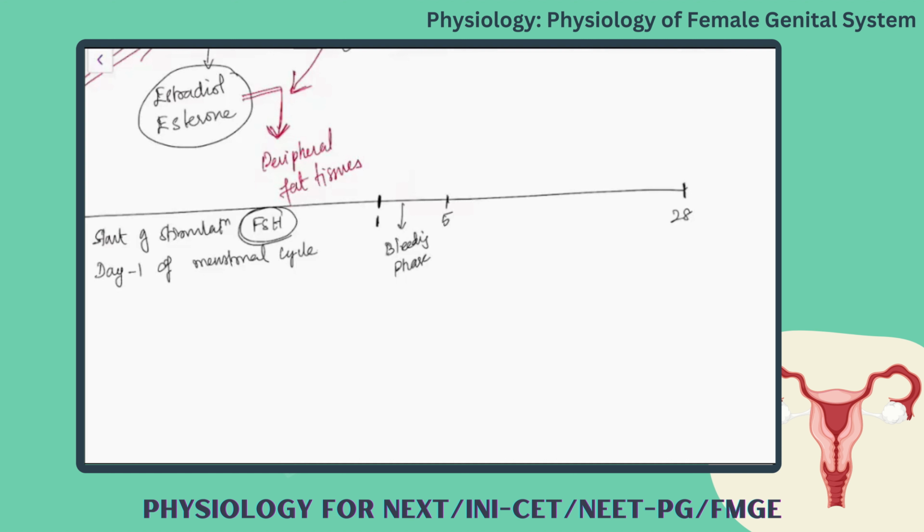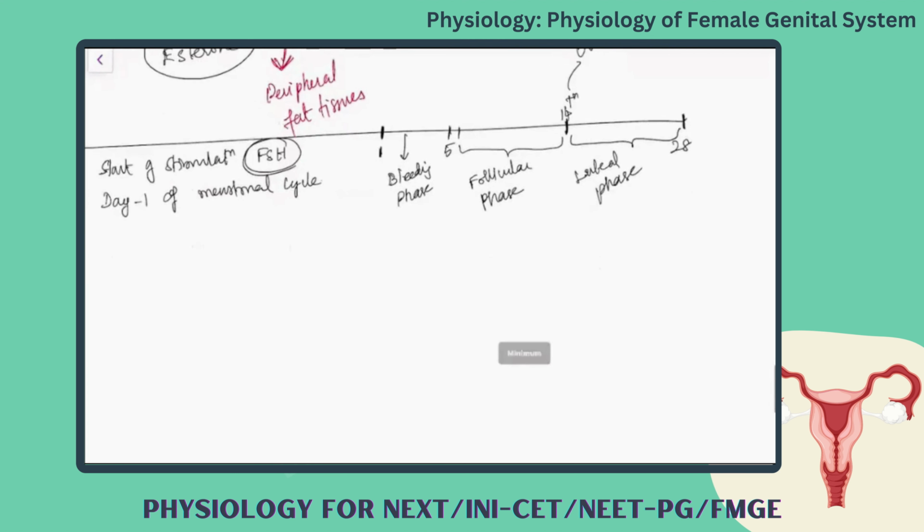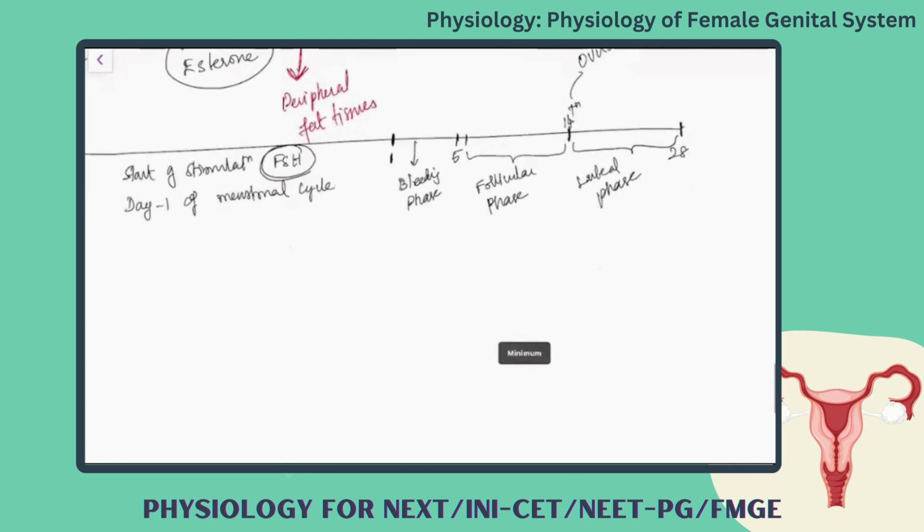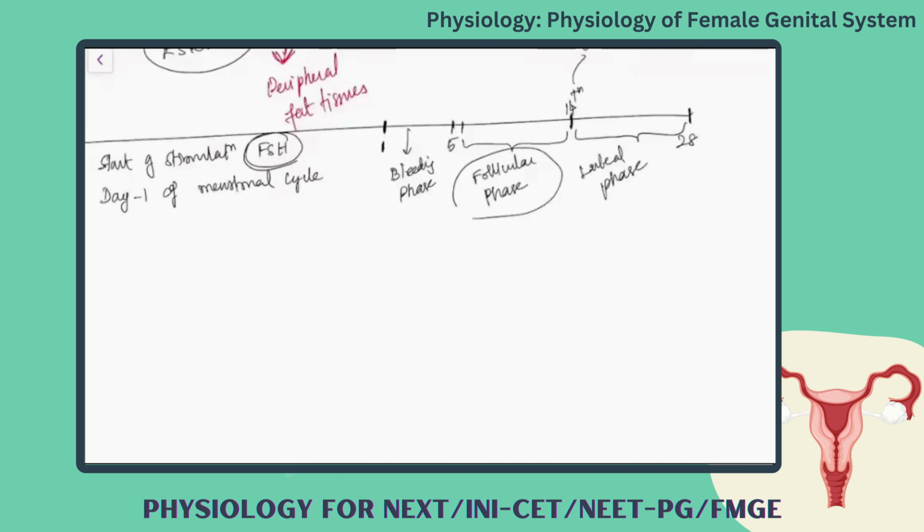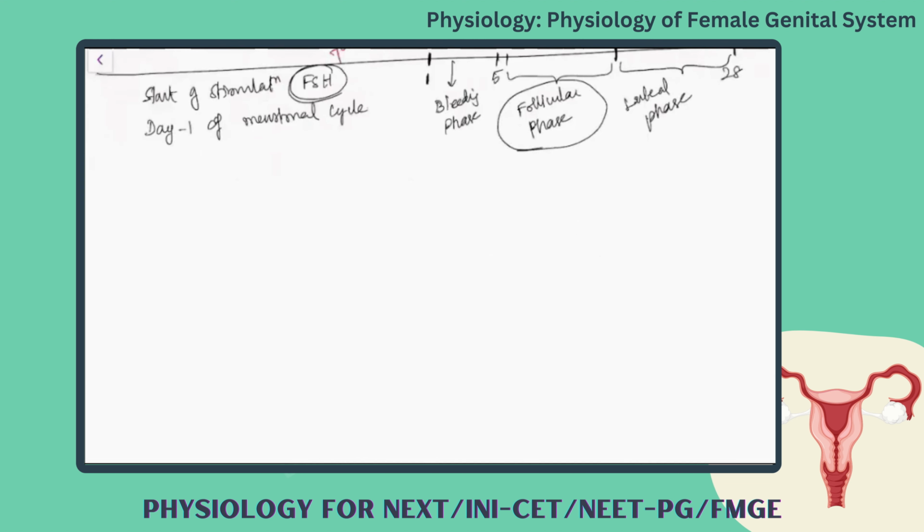From day 5 to 28, the 14th day we call the day of ovulation. And from the 5th or 6th day up to the 14th day, you term it the follicular phase. And from day 14 to 28, you call it the luteal phase. So now we are going to see what are all the events taking place in the follicular phase. Okay, clear?